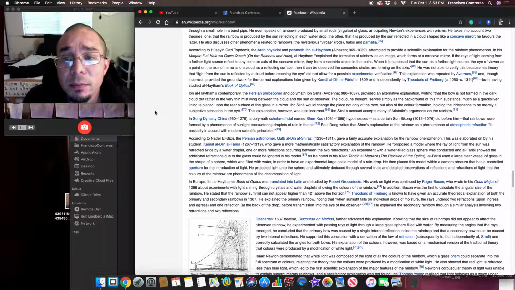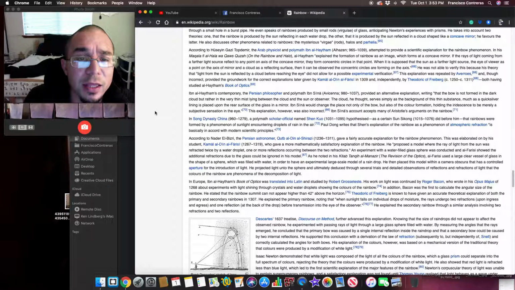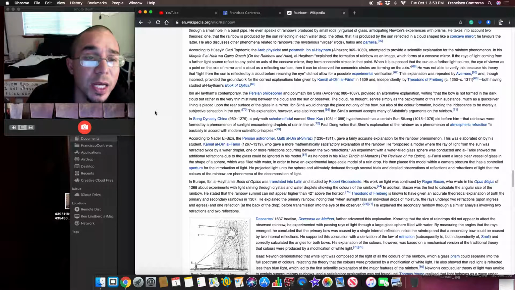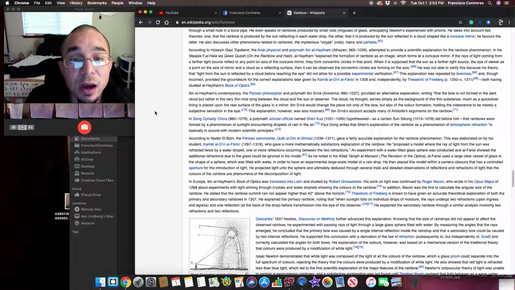In his Maqala fi al-Hala wa Qaws Quzah, on the rainbow and halo, Al-Haytham explained the formation of the rainbow as an image which forms at a concave mirror. If the rays of light coming from a farther light source are reflected to any point on the axis of the concave mirror, they form concentric circles at that point.